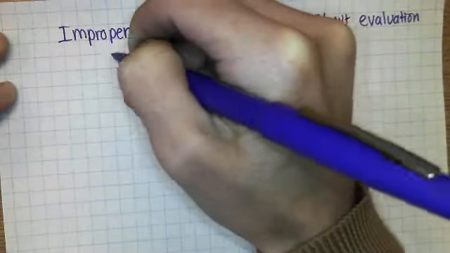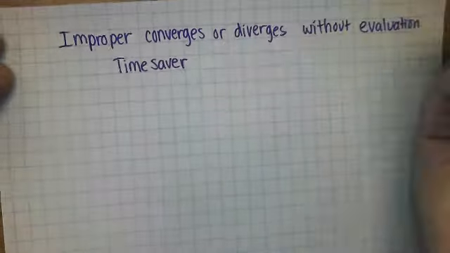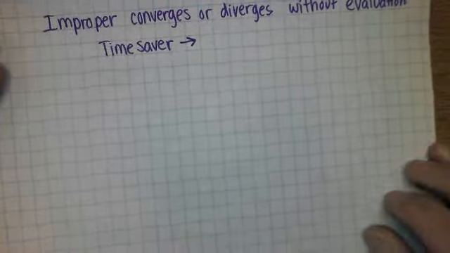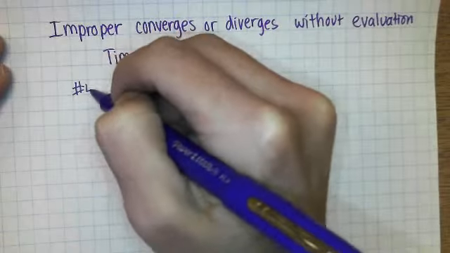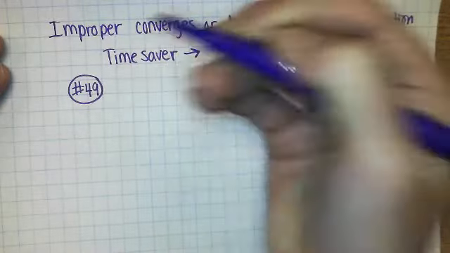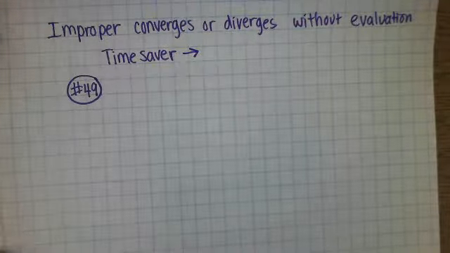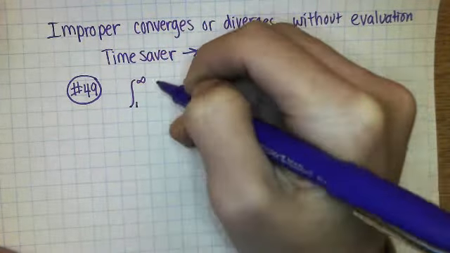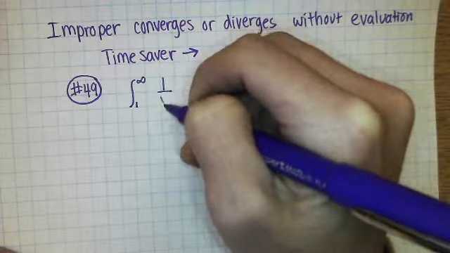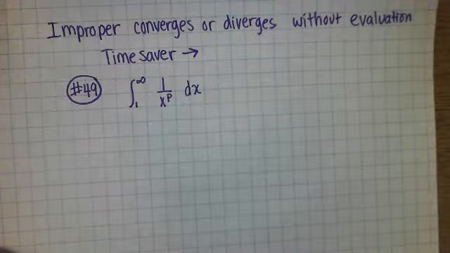Is there some type of time saver that we could have so that whenever I am taking the AP exam I could just quickly be able to tell? And the answer to that is going to be numbers 49 and 50 from your textbook. So if you'll go to page 585 and take a look at number 49, they're talking about this basic improper integral going from 1 to infinity for 1 over x to some power. So we're talking about our power functions down here in our denominator.